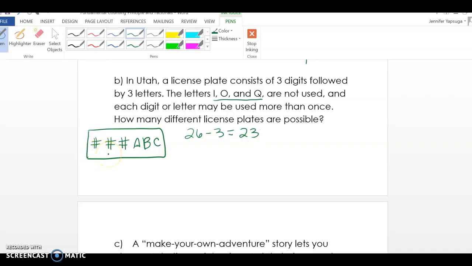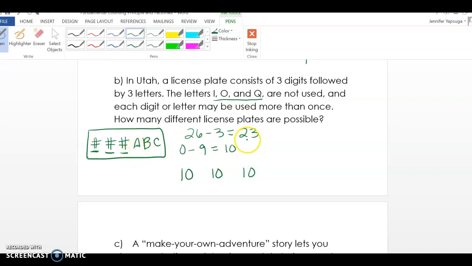And then with our numbers, we know the digits range from 0 through 9. So that would give us 10 different digit options. We're going to use this counting principle. For my first spot, which is a digit, I have 10 choices. My second spot, I have another 10 choices because I can reuse numbers. It says that the digit or letter may be used more than once. And then I have another third digit that I need to choose. And now I have letters.